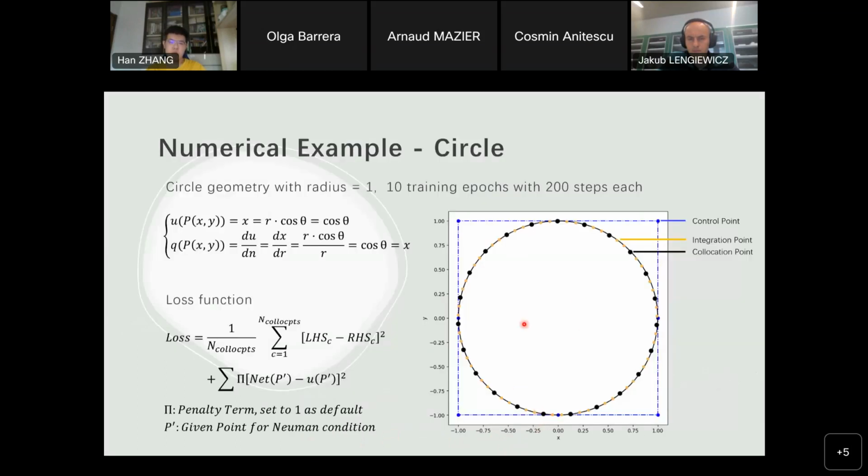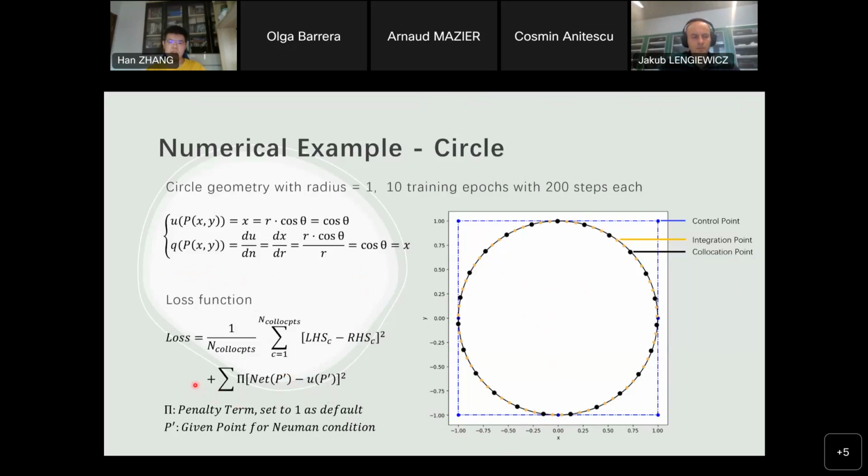Let's go through some benchmark problems as examples. Firstly, let's consider this circle geometry under the heat conduction problem. We define this circle geometry with radius equal to 1, governed by this problem. The loss function will be of this form.